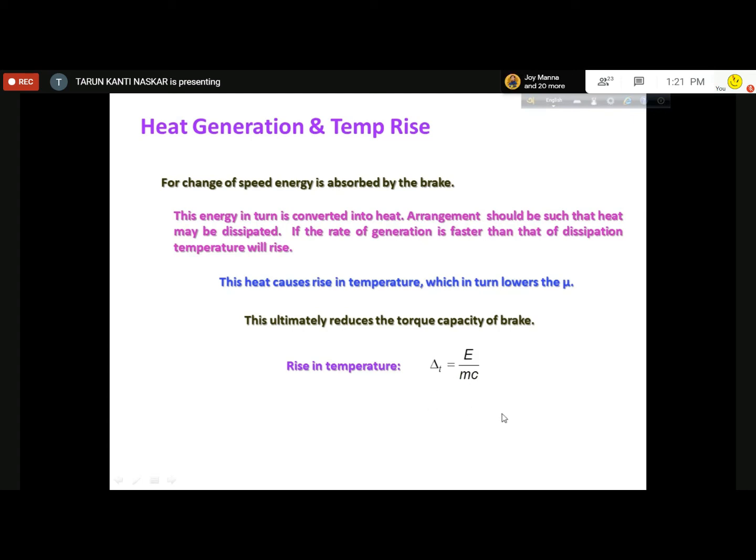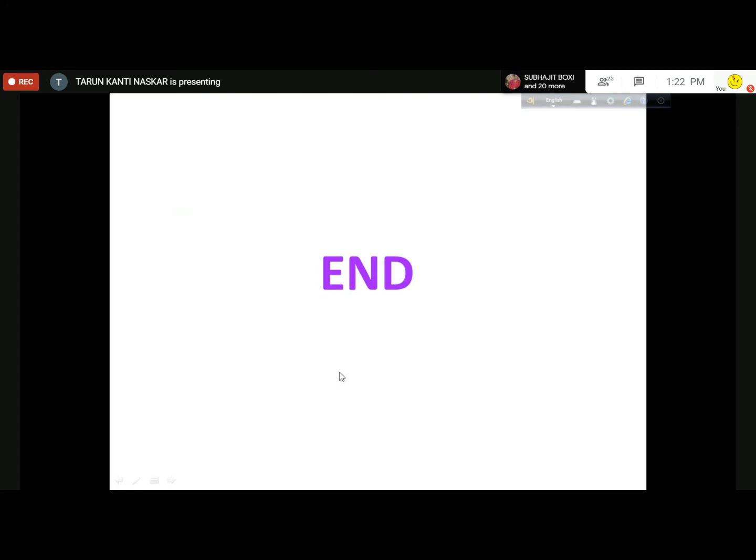And the rise in temperature equation is already known to you. It is E by mc, and these are the nomenclature of the terms. E is total energy absorbed, in joules. M is mass of brake drum, in kg, and C is specific heat of drum material, in joule per kg degree centigrade. So this is the expression for rise in temperature, and it was already mentioned in the chapter on clutch. So this is all about our brake.